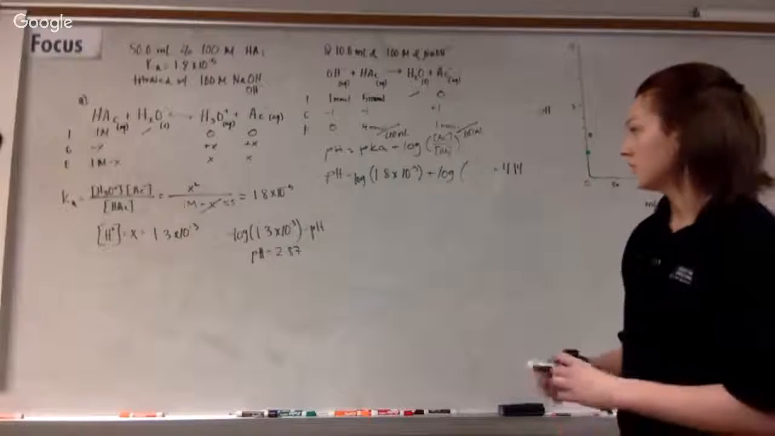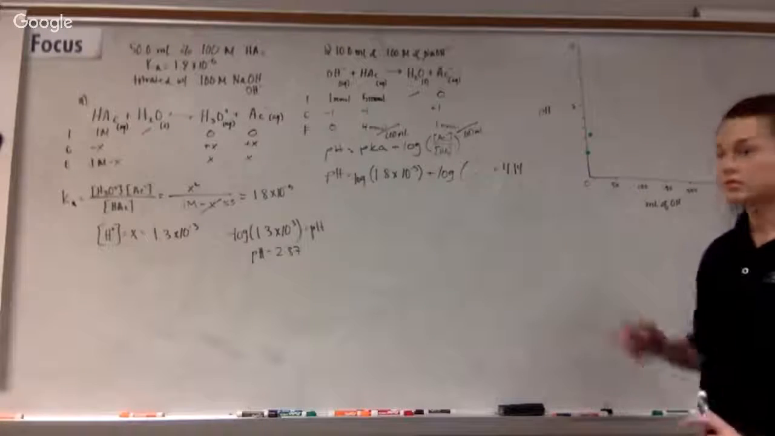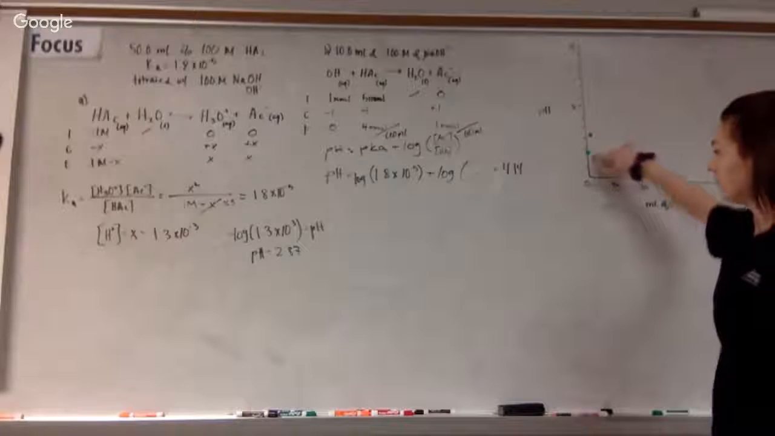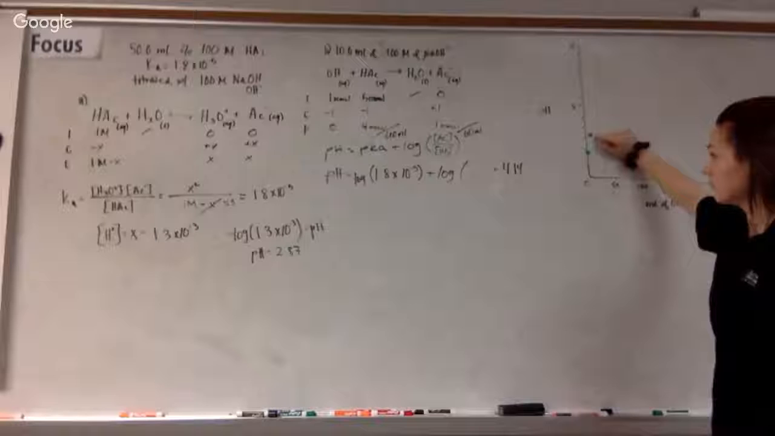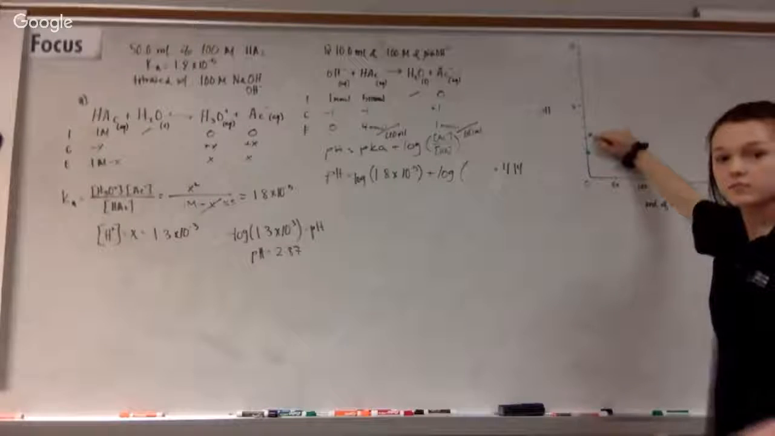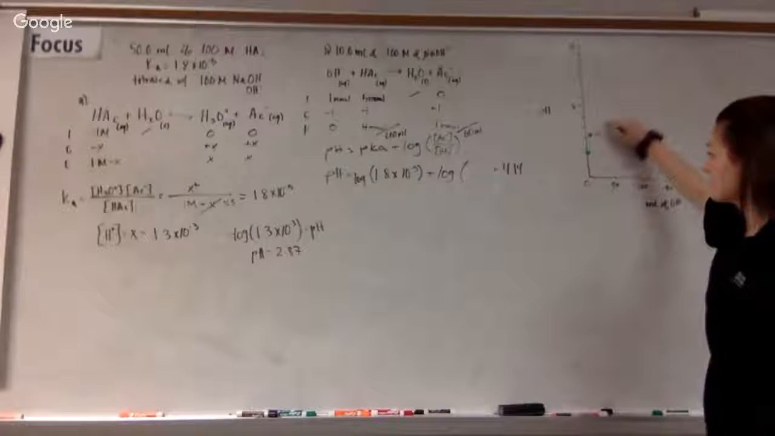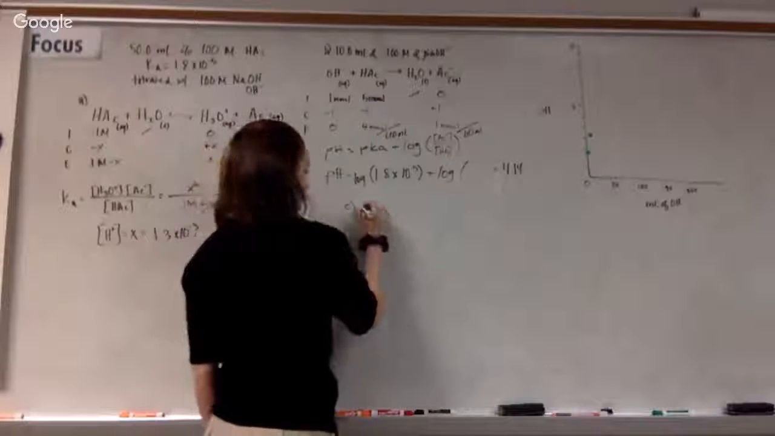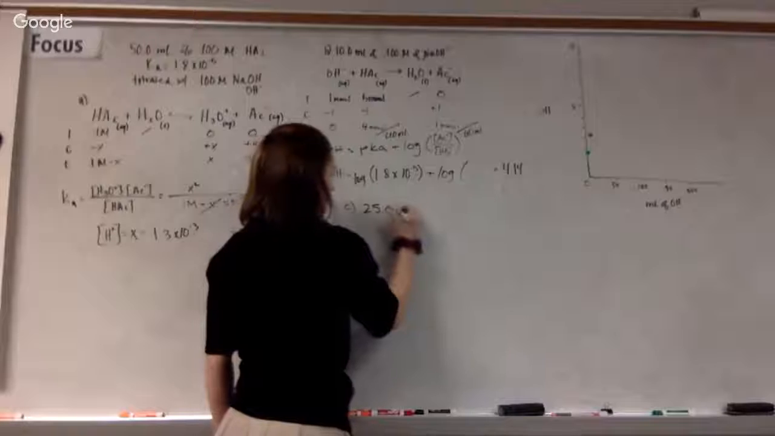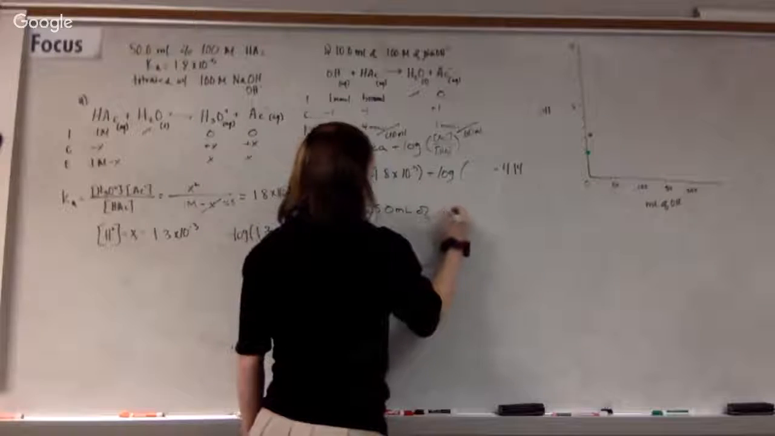Yeah. Now, the next really important point on any graph. So what we've done is this. We've gotten 2 of the 5 points we need. Point number 1 is initial, before we add any of the strong base. Point number 2 is some point in between that and the half equivalence point. And point 3 is the half equivalence point. So let's go to C. In C, we're going to add in 25 milliliters of the 0.1 molar NaOH.